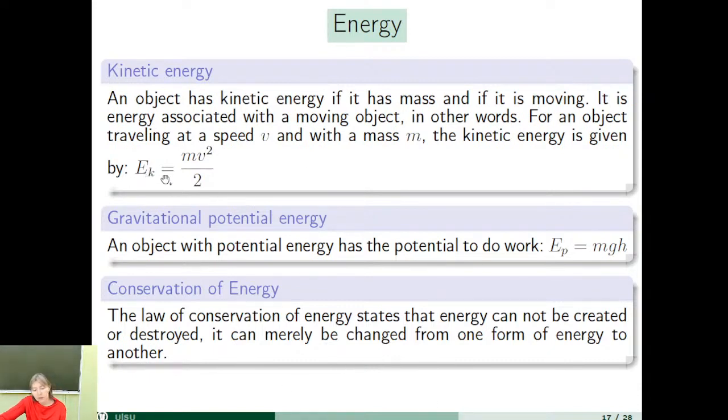kinetic energy is equal to half of the product m and v squared. The SI unit of kinetic energy is the joule.